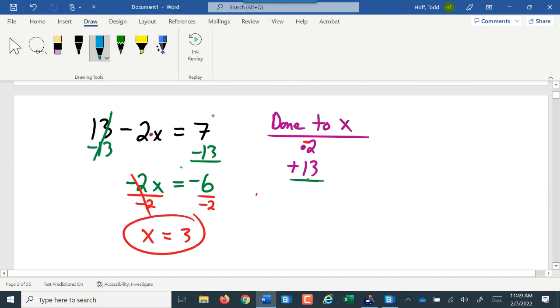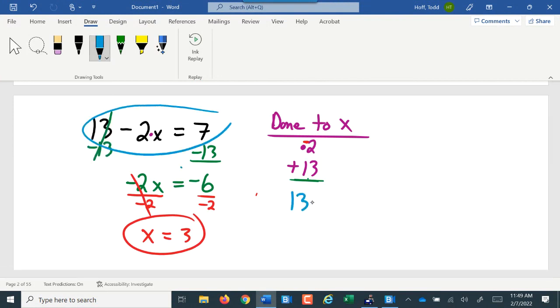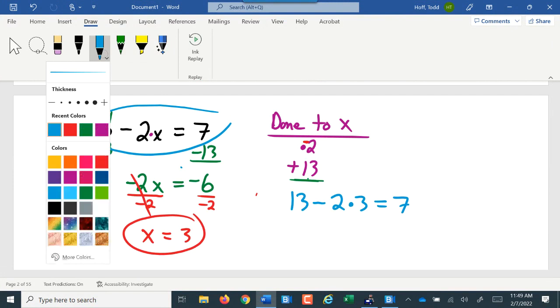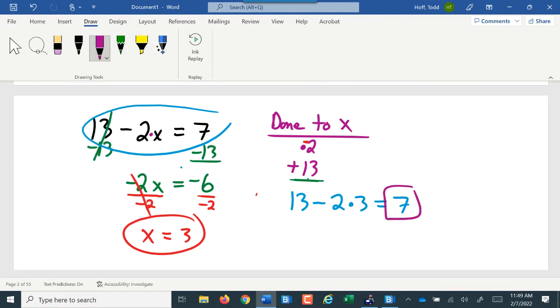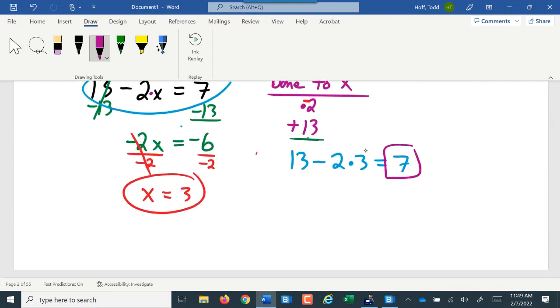Again, we can double check this. Let's go back to this original equation and rewrite it. 13 minus 2x is going to become 13 minus 2 times 3 equals 7. Now we have 7 on the right side. Nothing to do there. We need to make sure when we combine things on the left side, we also end up with 7. Order of operations says we multiply first, so 2 times 3 is 6. 13 minus 6 is 7. So we do get 7 equals 7.